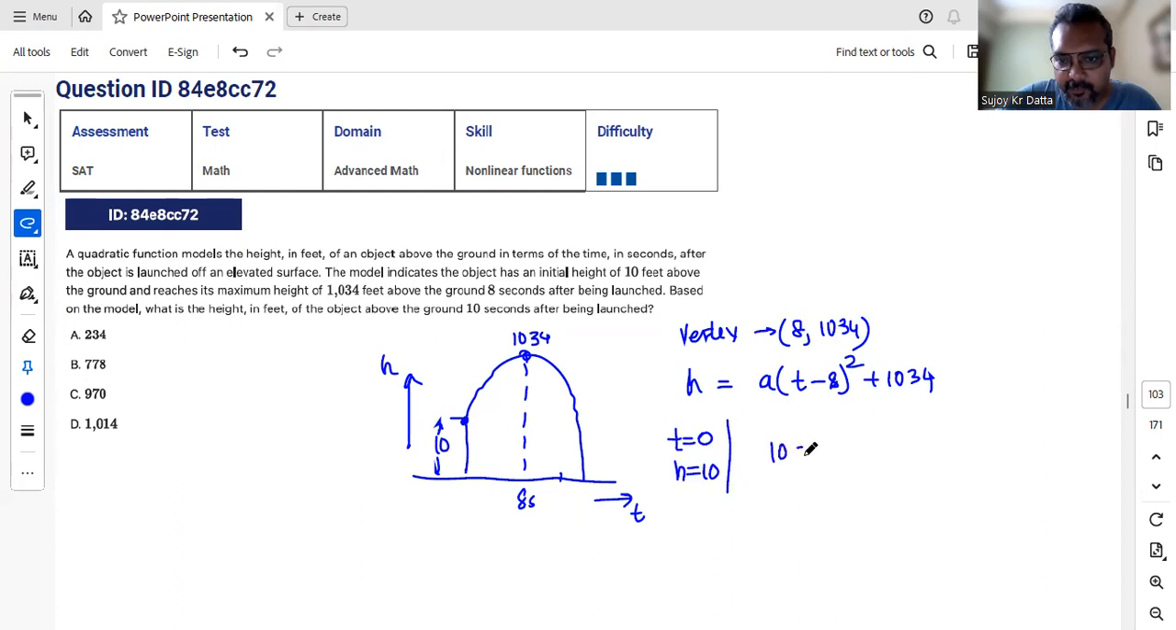So we have 10 equals a times minus 8 squared plus 1034. So we have 64a to be minus 1024. So a would be 16.